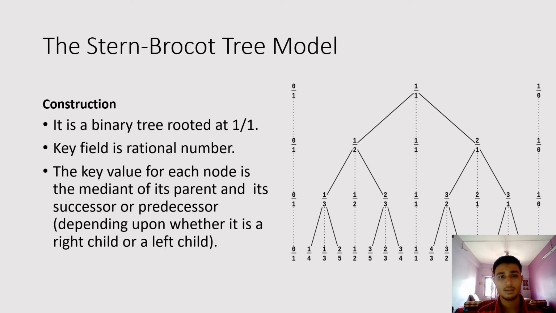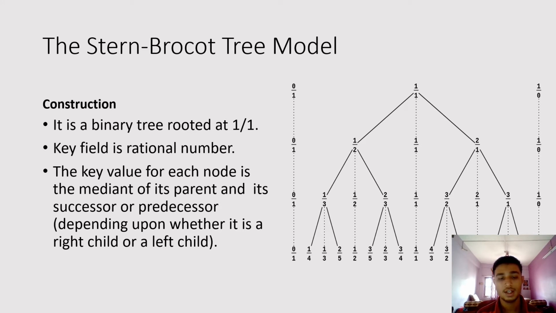Now let us understand the Stern-Brocot tree model. It is a special type of binary tree. It is rather a complete binary tree, that is, each node has exactly two children. It is rooted at 1 by 1. The key field is a rational number and the key value for each node is the median of its parent and its successor or predecessor, depending upon whether it is a right child or a left child.